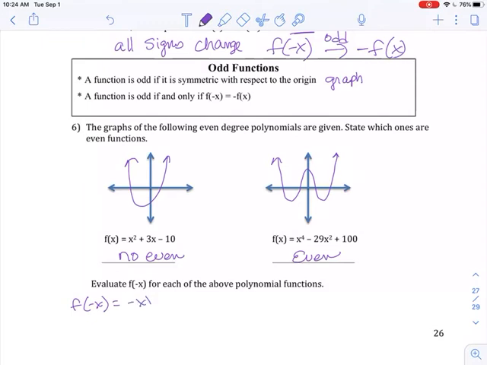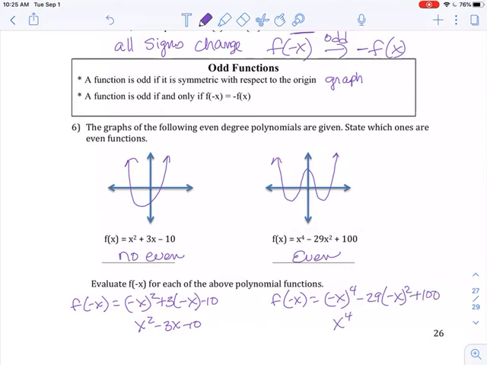Evaluate f of negative x for each of the above polynomials. So if I'm going to do the one on the right, f of negative x, I'm putting in a negative x wherever there was an x. And that results in x squared minus 3x minus 10. And then I'm going to do it for this one on the right, f of negative x to the fourth minus 29 times negative x squared plus 100. So this negative x to an even exponent stays positive.